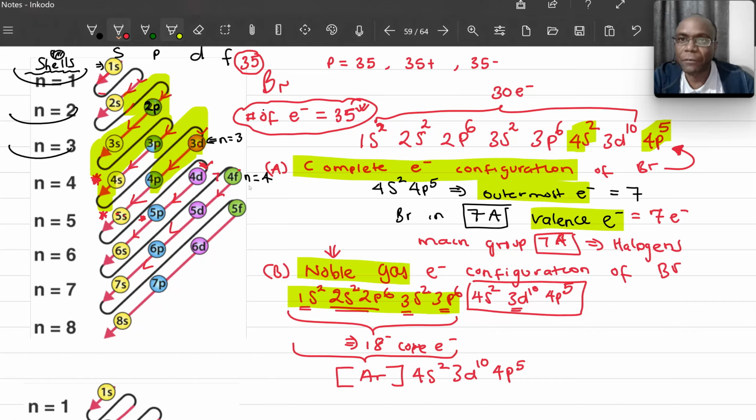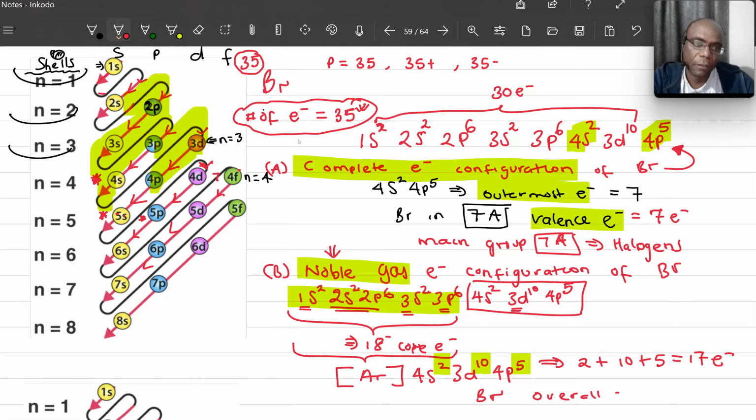Okay, now I want you to do one more thing. Look at the outside shells. How many electrons do you have in there? If I sum up 2 plus 10 plus 5, I get 17 electrons, which is why, again, you'll find that bromine is found in overall group 17b.